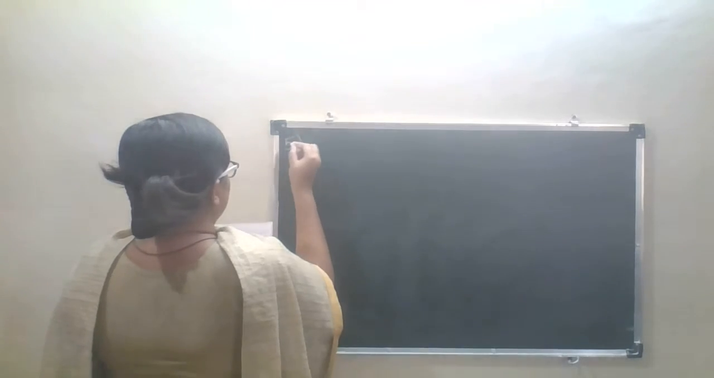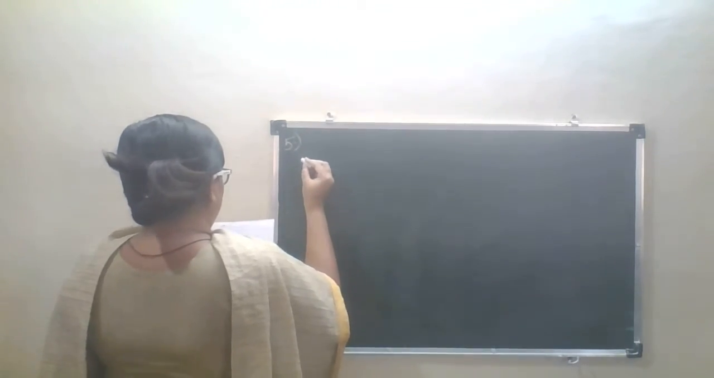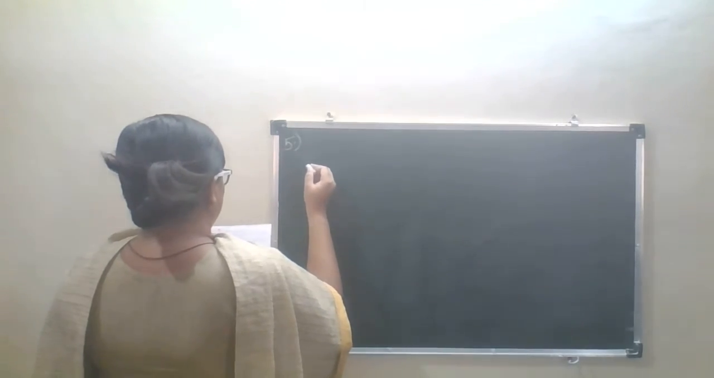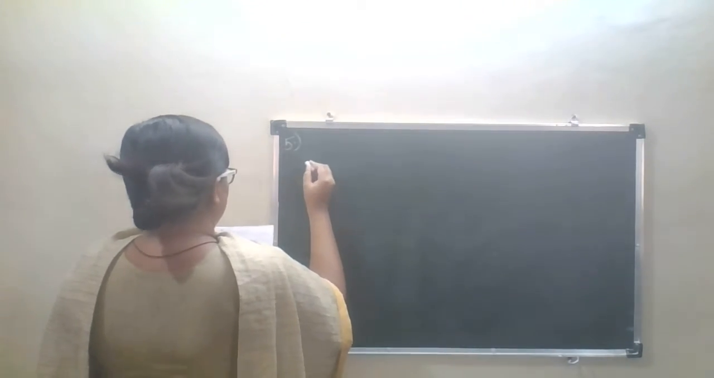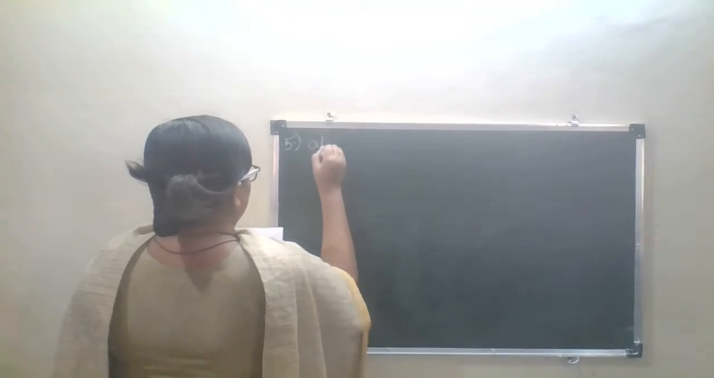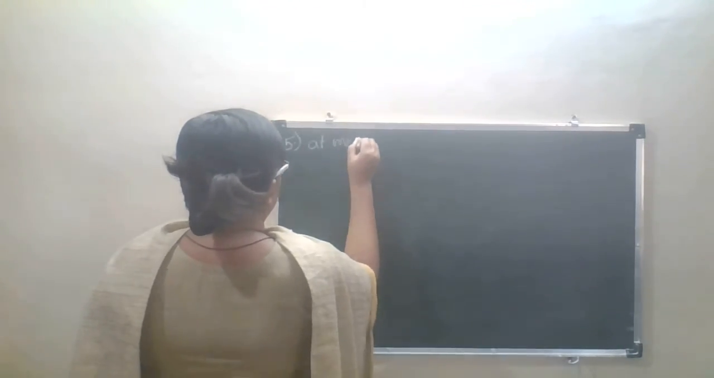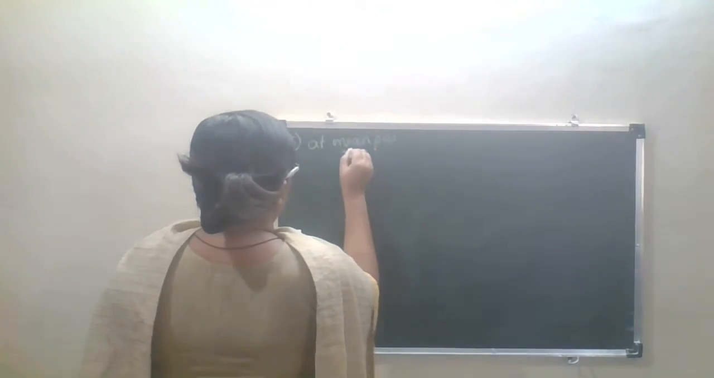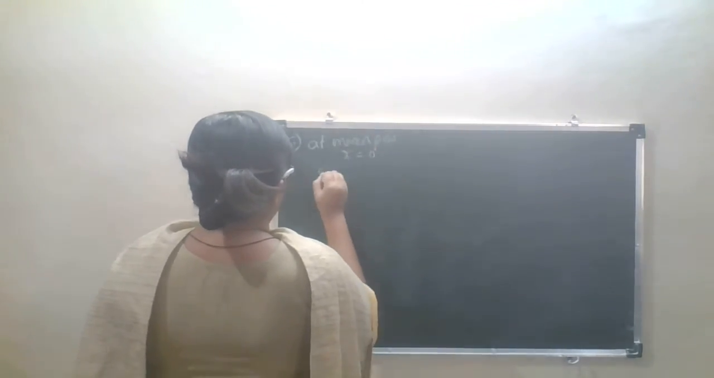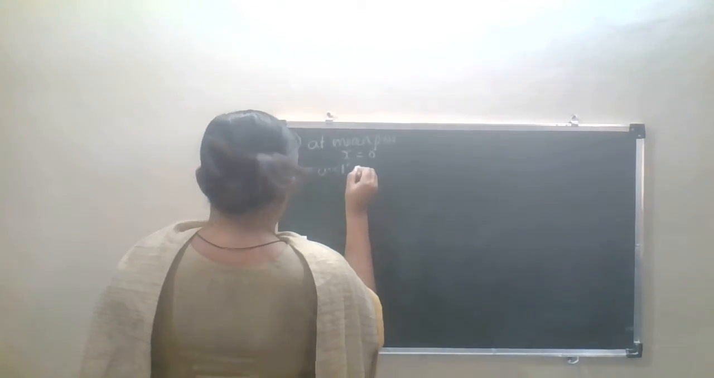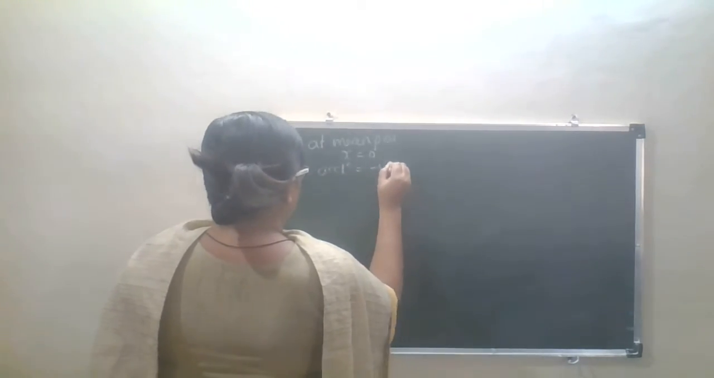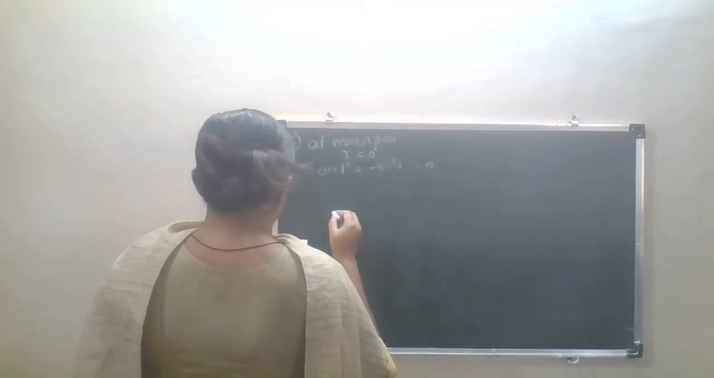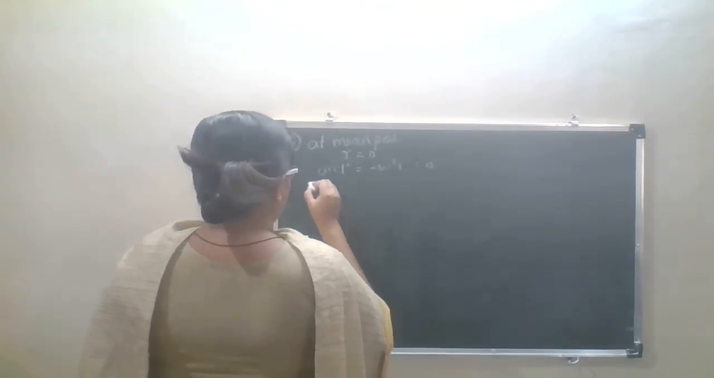Fifth MCQ we will see. The statement is: at mean position x is equal to 0, then acceleration is also minus omega square is also equal to 0. Okay, so it is incorrect.